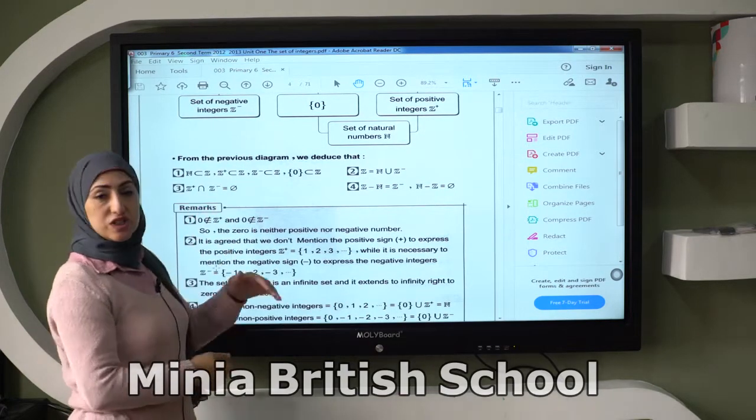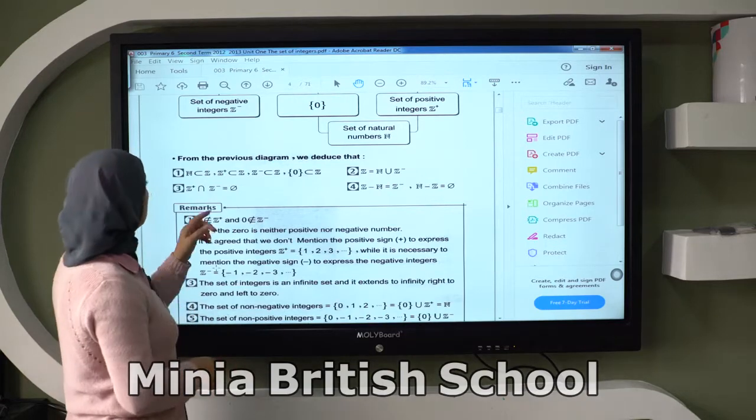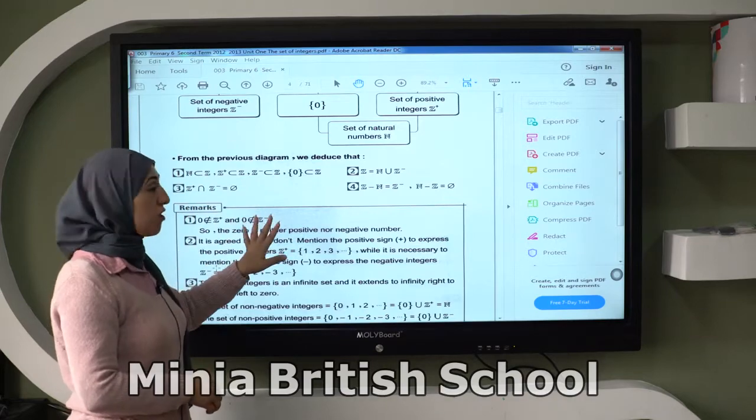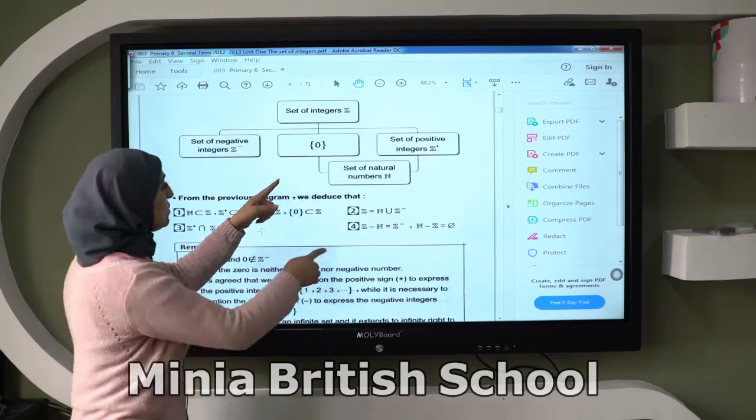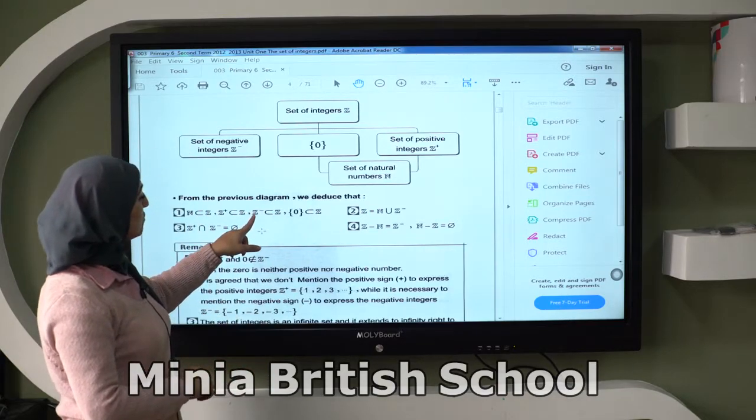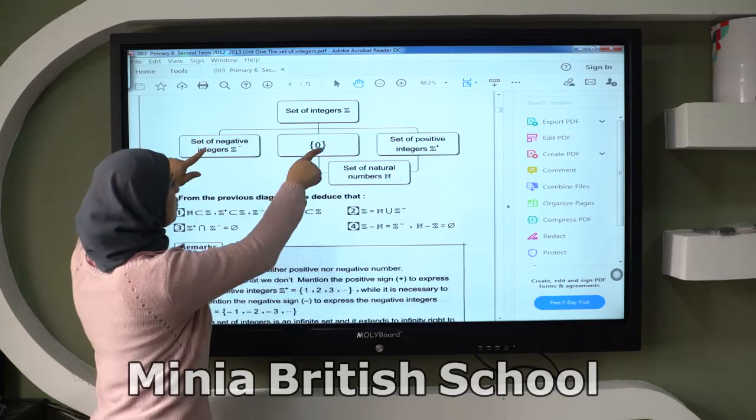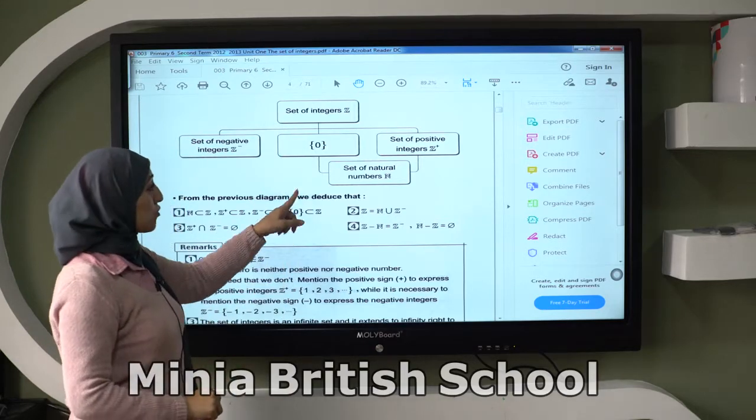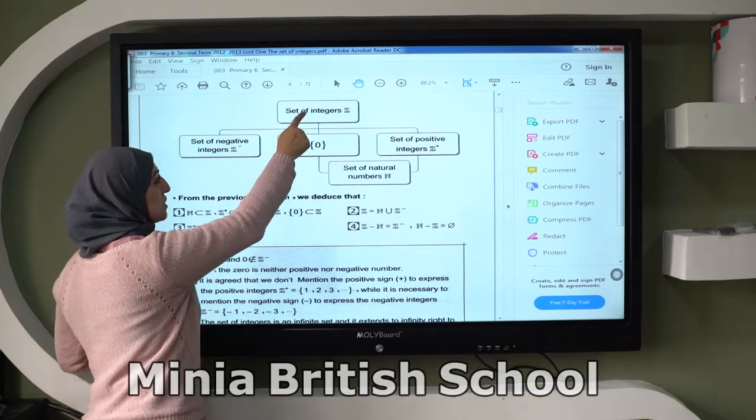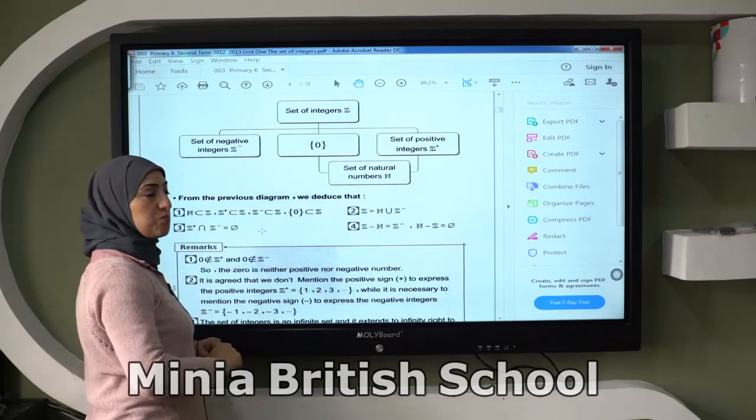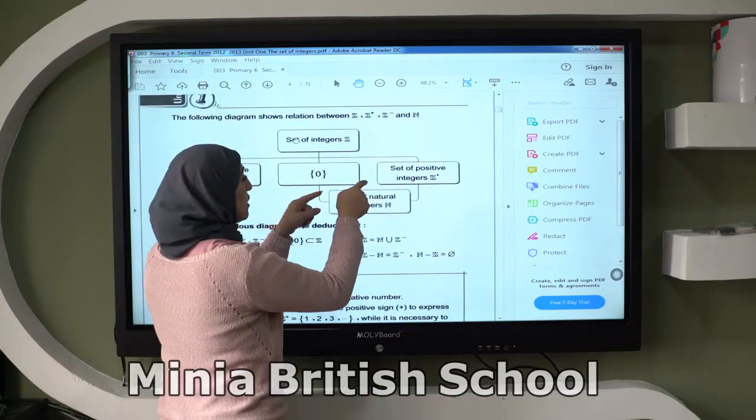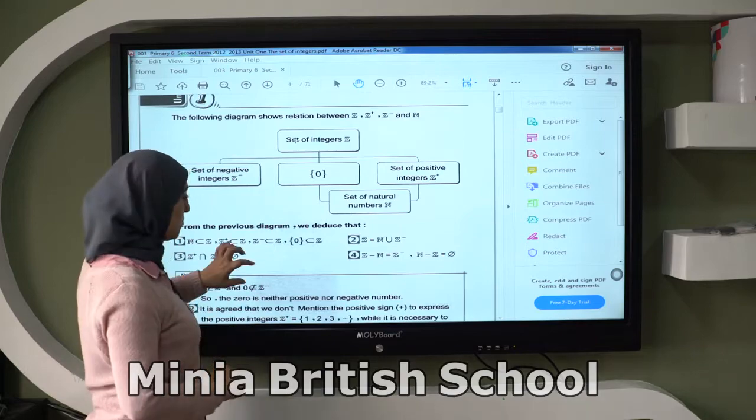From the previous diagram we deduced that the natural numbers are a subset of Z. Also the negative integers are a subset of Z, and 0 is also a subset of Z. So we can say the negative integers are a subset of Z, 0 is a subset of Z, the positive integers are a subset of Z, and the natural numbers are a subset of Z, okay?